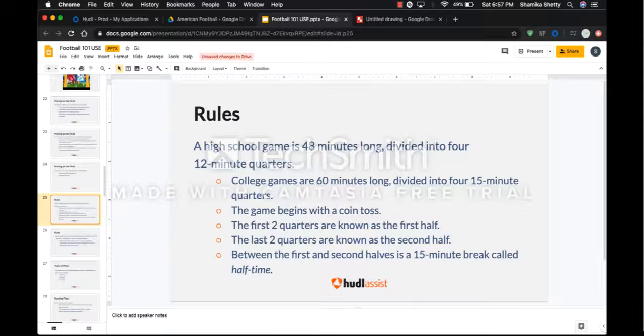The game begins with a coin toss. The first 2 quarters are known as the first half. The second 2 quarters are known as the second half. Between the first and second half, there is a 15-minute break called the halftime. But this will not be visible to us while we are tagging. Halftime and all, no breaks. We will only see the plays. We should be able to identify quarters easily, and you will understand that when you start tagging the game.